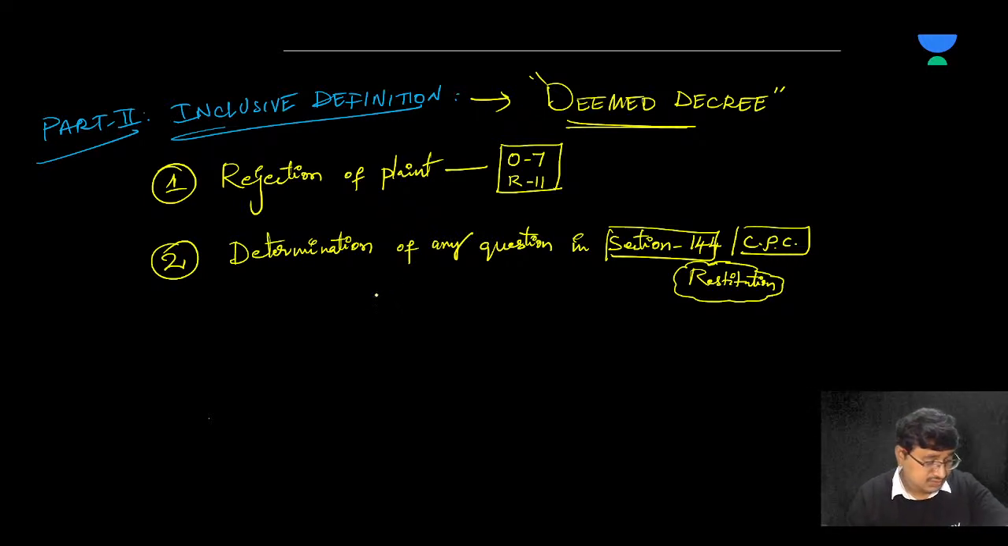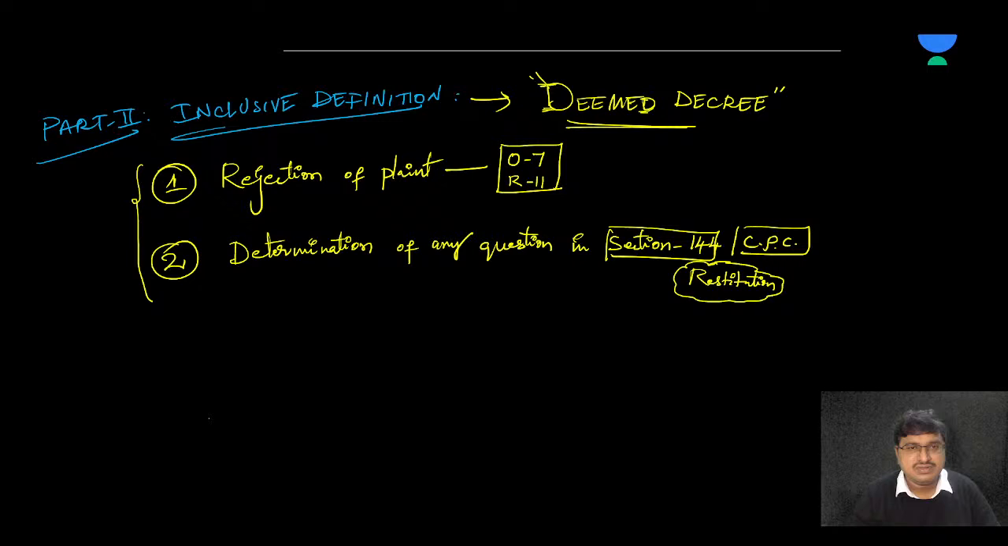Therefore, in these two cases, the decision of the court is generally an order, friends. It is an order, but not a decree. However, part 2 of the definition given for the word decree says the orders passed by the court in these two applications shall also be deemed to be a decree, friends. Deemed to be the decrees.